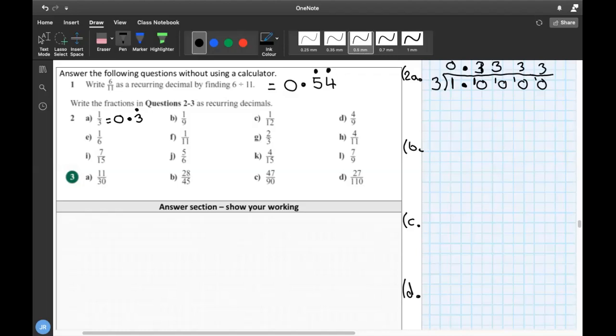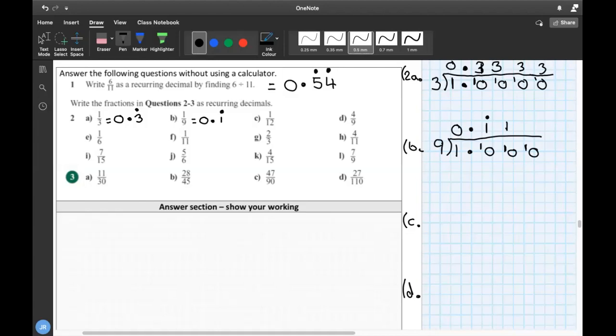Next, we've got 1/9. 1 divided by 9. How many 9's can we fit into 1? None. So we carry the 1 over. How many 9's can you fit into 10? You can fit 1 with a remainder of 1. So that will continue forever. We're going to have 0.1 recurring. Okay, that is the digit that will continue on.